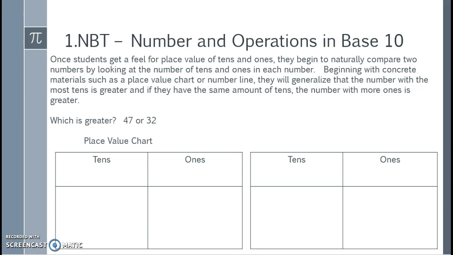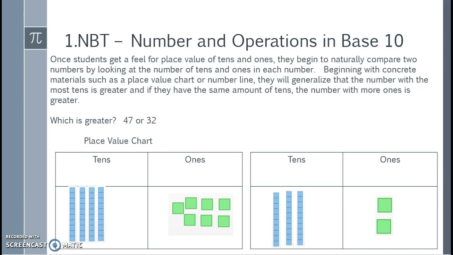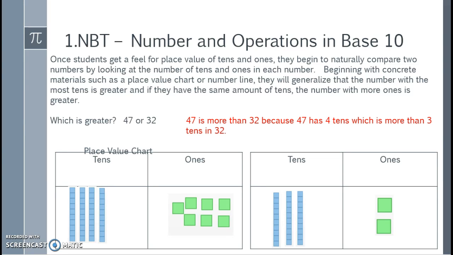So I've got my place value chart. I'll have one chart for each item. I know that with 47, I'll have 4 tens and 7 ones, and 32 is 3 tens and 2 ones. 47 is more than 32 because 47 has 4 tens, which is more than 3 tens in 32.